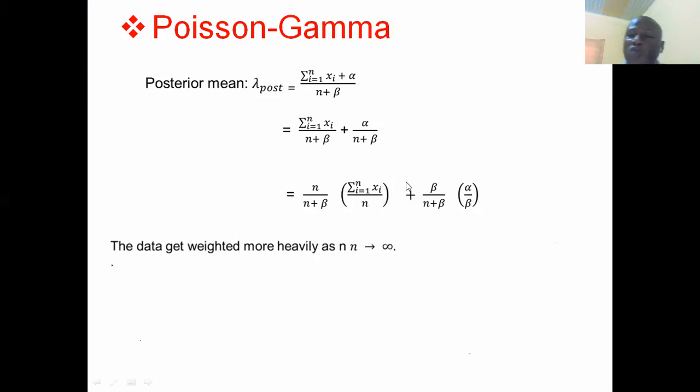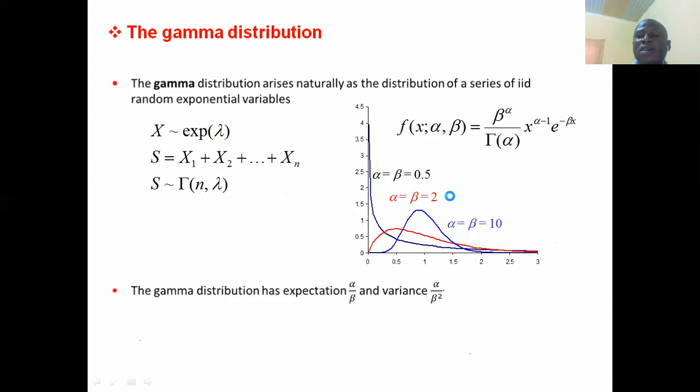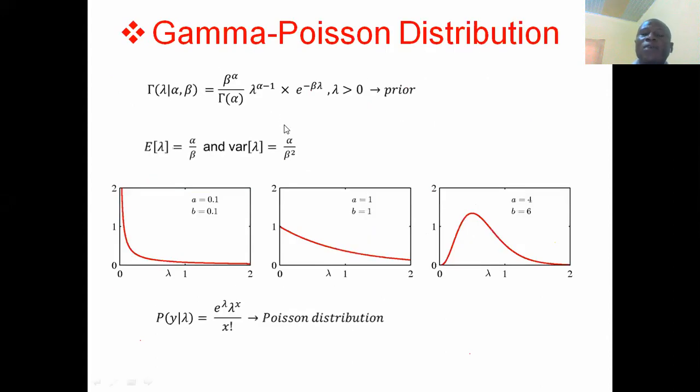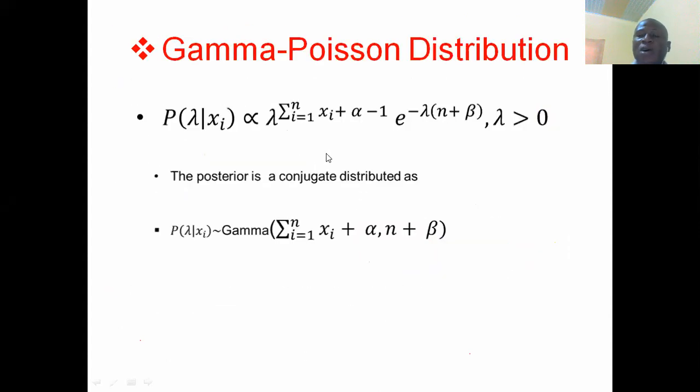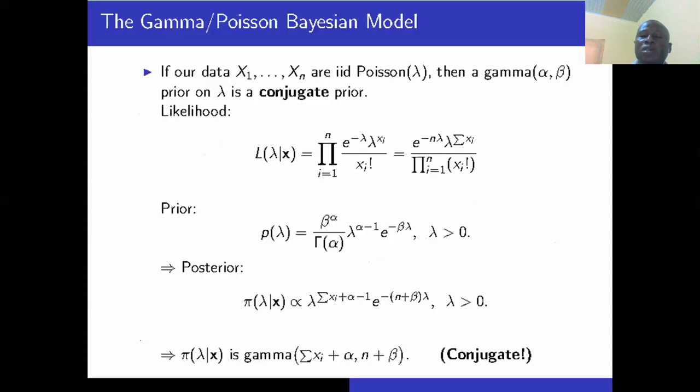So you can also do it for the variance. The variance is alpha over beta squared. So what that means is that you are going to have this over n plus beta squared, because the variance is defined as alpha over beta squared. Our alpha now is the summation of xi plus alpha, and then our beta now is n plus beta. So we're going to have n plus beta squared as the denominator of the variance for the posterior distribution.